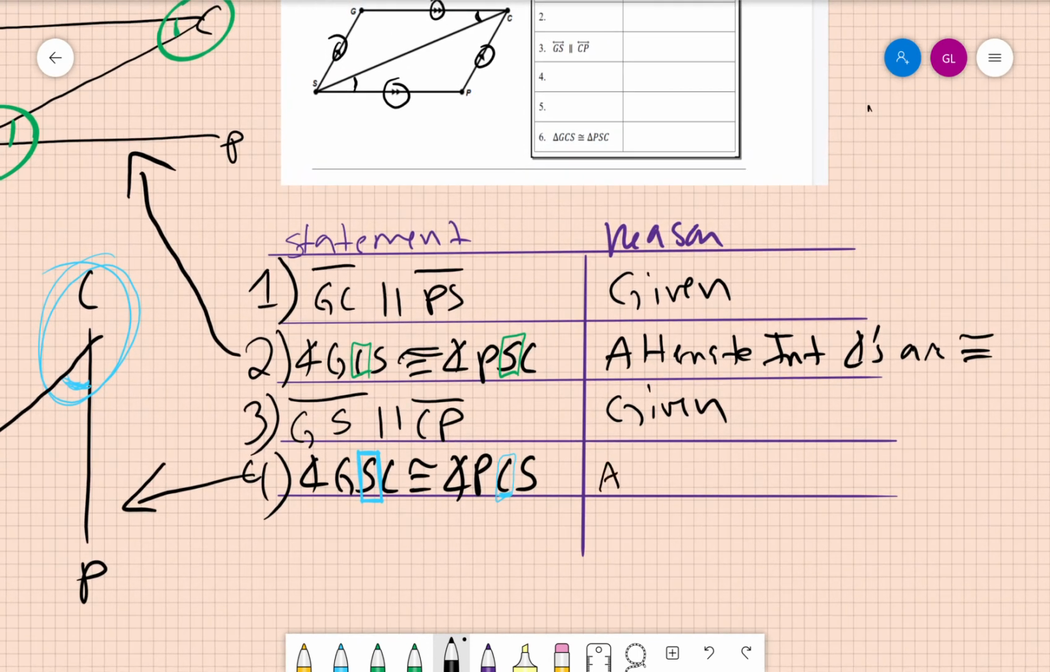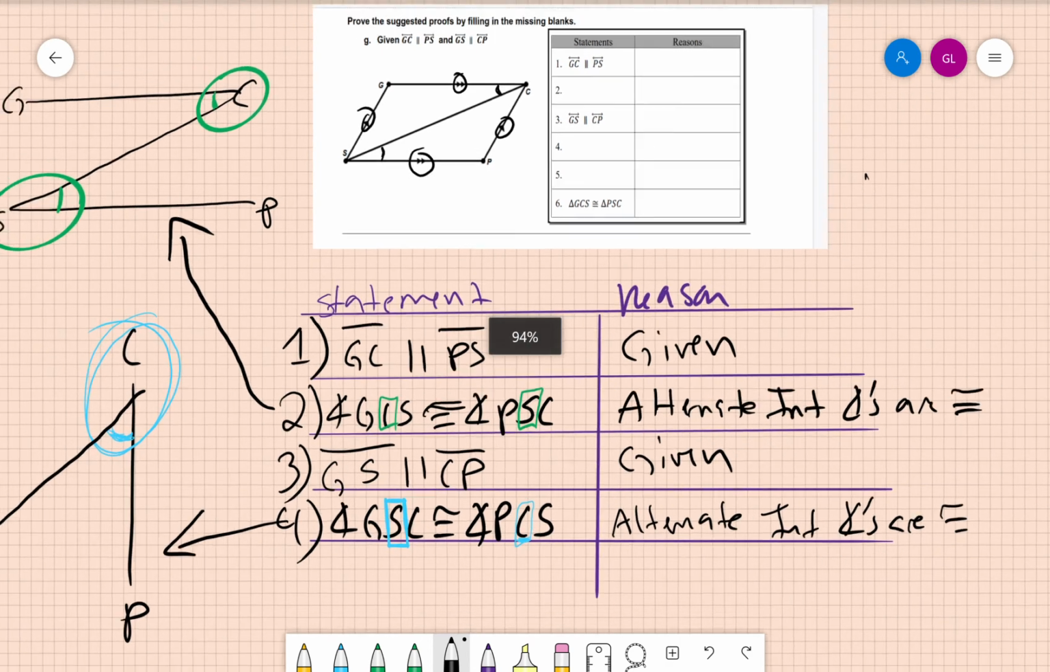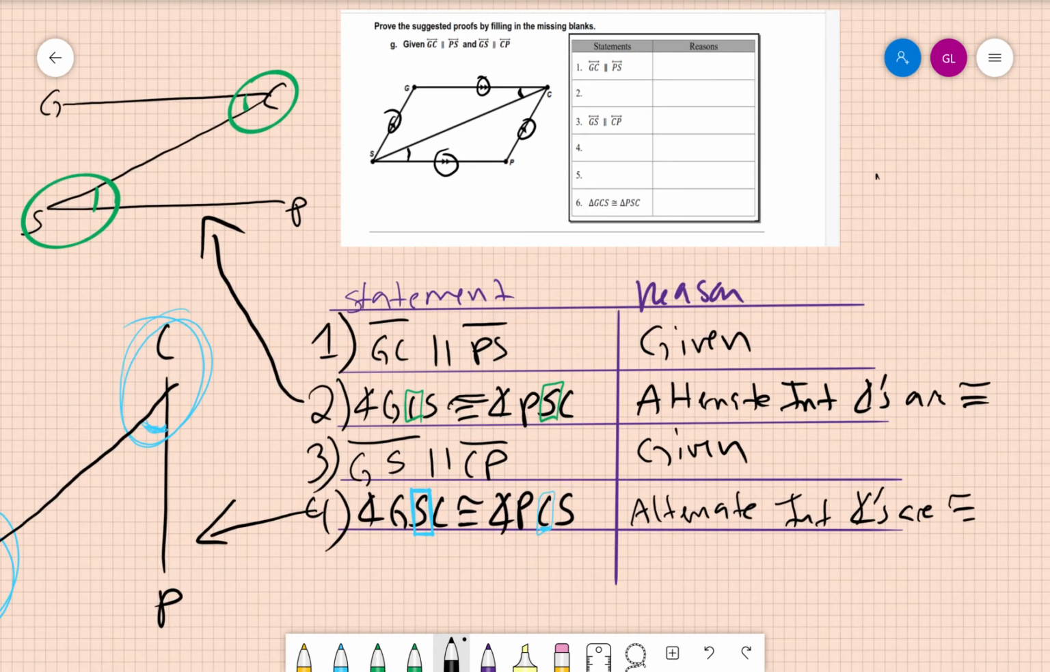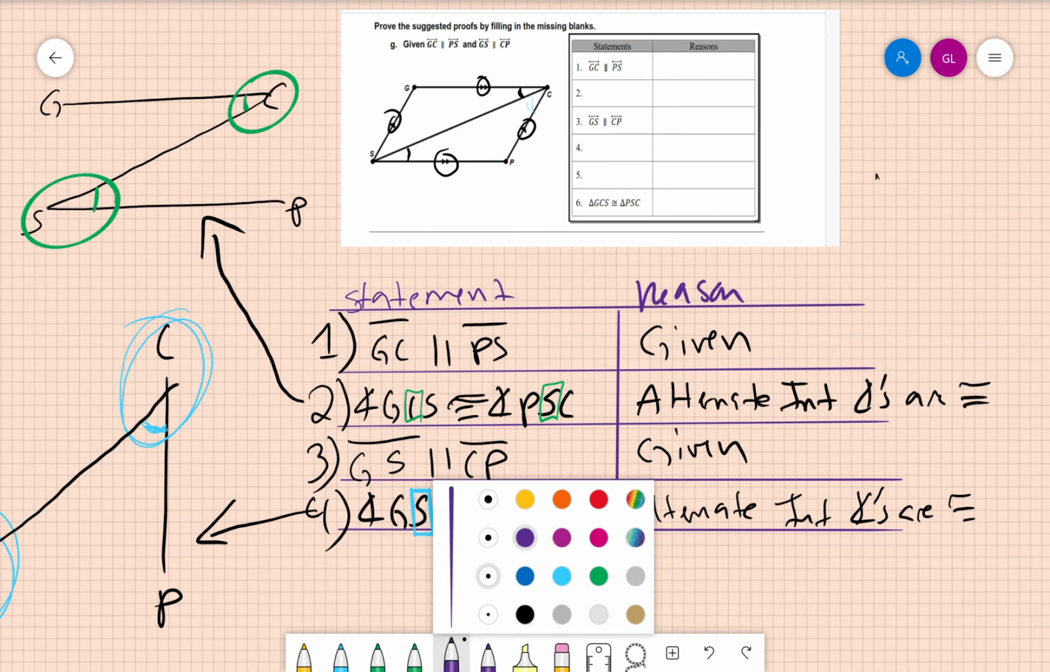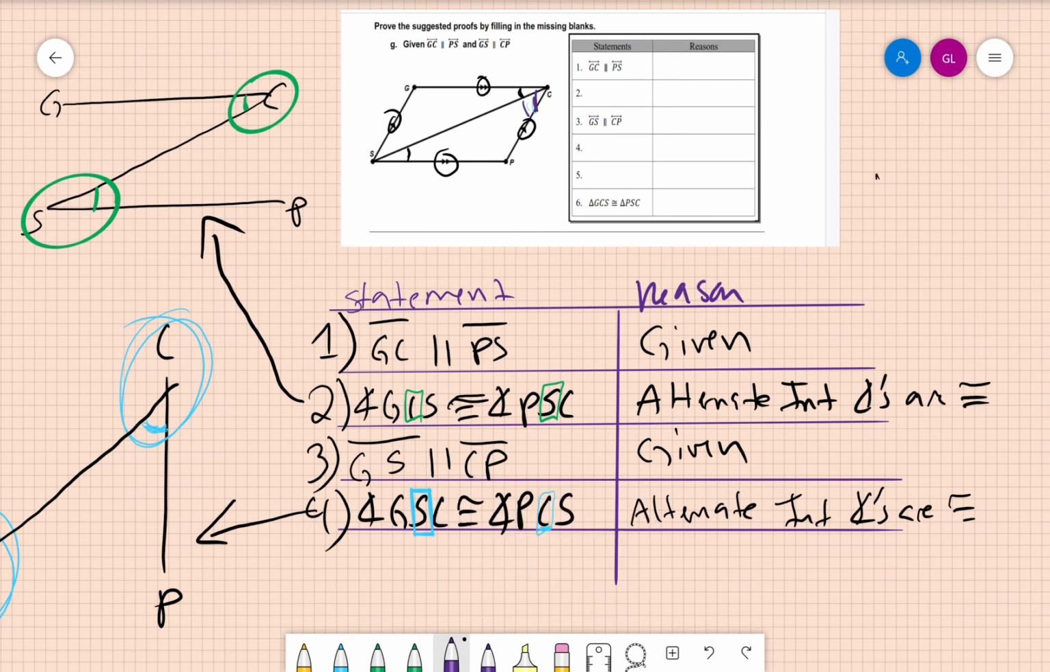So now we have alternate interior angles are congruent. So then now we have two sets of angles. We have the angle that we just did up here prior to step 2, and now we have another set of angles that we found over here. Let's make it purple. So we've got 2 hash marks here, and we're going to have 2 hash marks here.